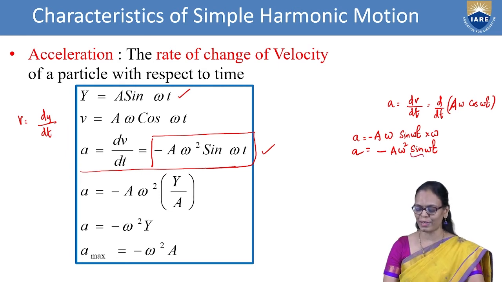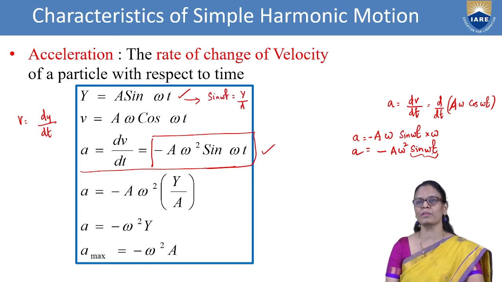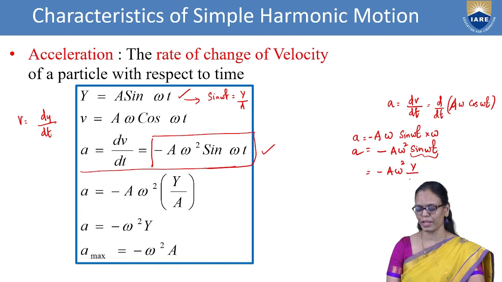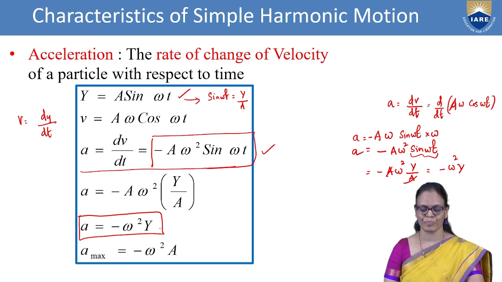And what is sine omega t from here? Sine omega t will be equal to y upon a. So let us substitute y upon a for sine omega t. So this is equal to minus a omega square y upon a. A will get cancelled. This gives us minus omega square y. So the acceleration is minus omega square y.